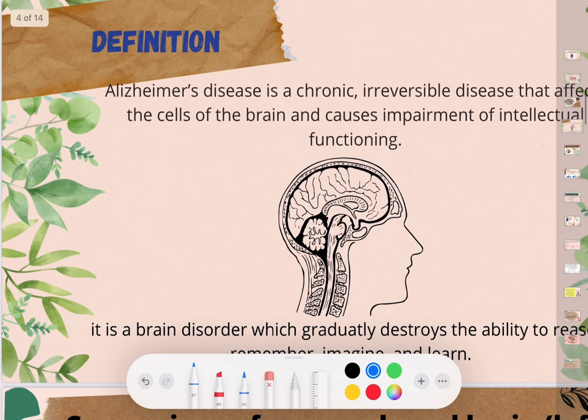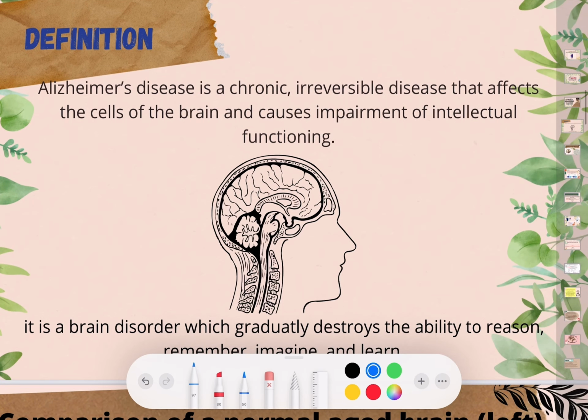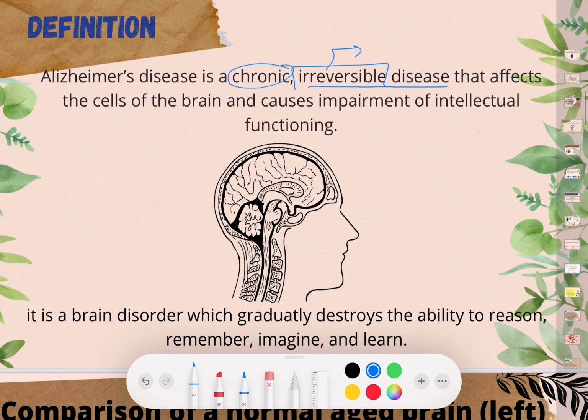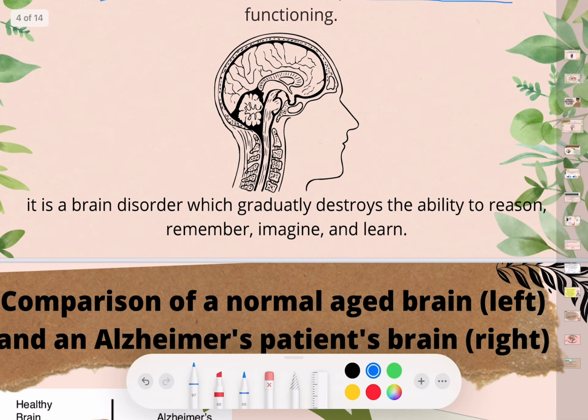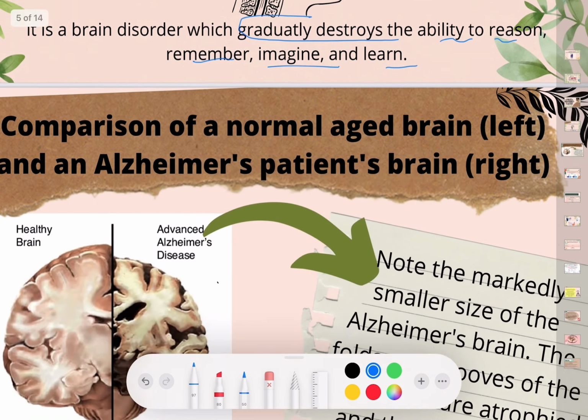However, there is another definition of Alzheimer, which is a chronic irreversible disease. And when we say irreversible, it means once it started, it never ends. It affects the cells of the brain and causes impairment of the intracellular function, as well as gradually destroying the ability to reason, remember, imagine, and learn.